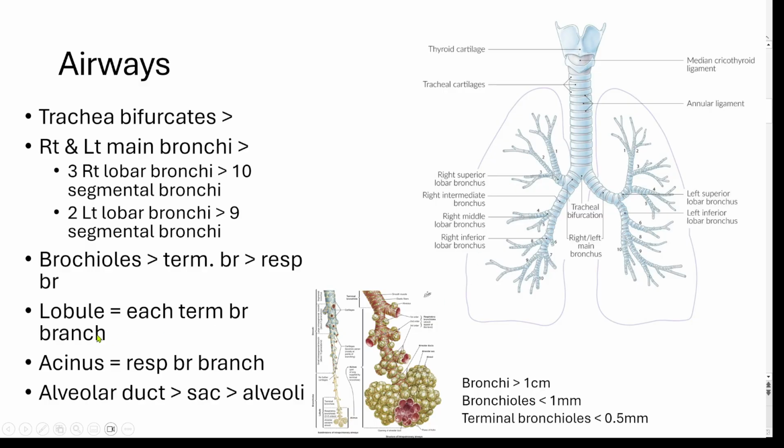We have a lobule, which is basically each terminal branch, and an acinus, which is basically each respiratory branch. So acini make lobules, and alveolar ducts basically make the acini. Alveolar ducts give rise to the sacs, which have the alveoli. Very small picture here, but it just helps.